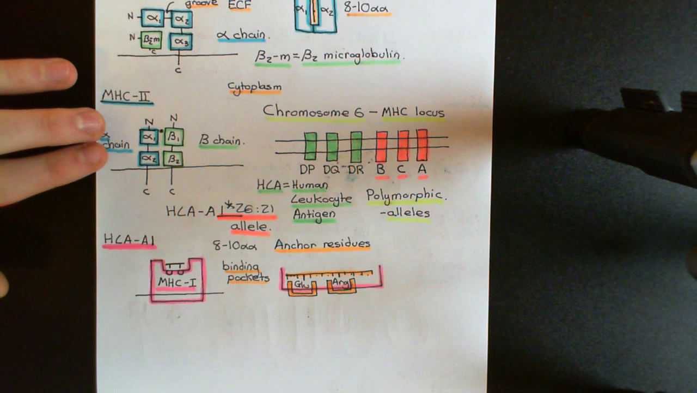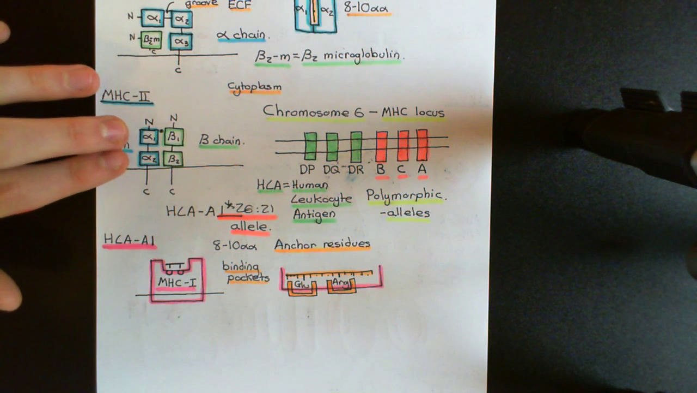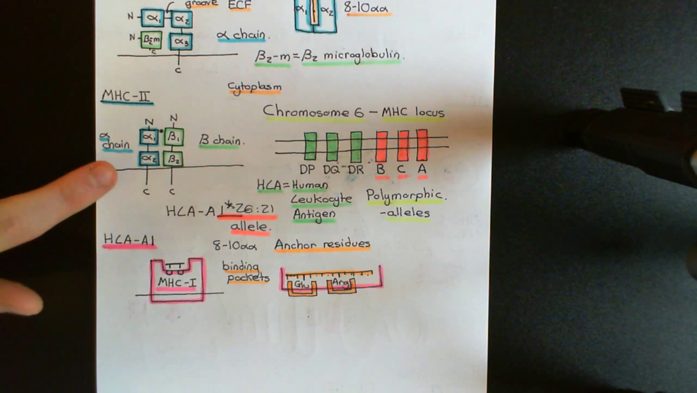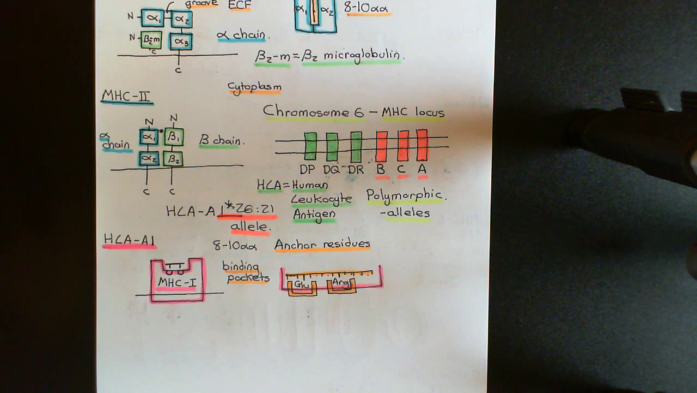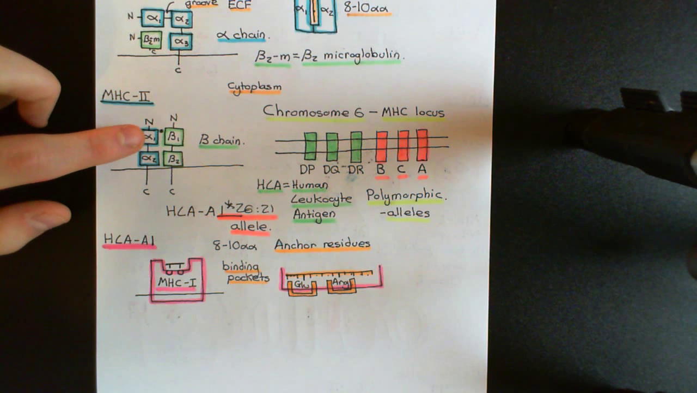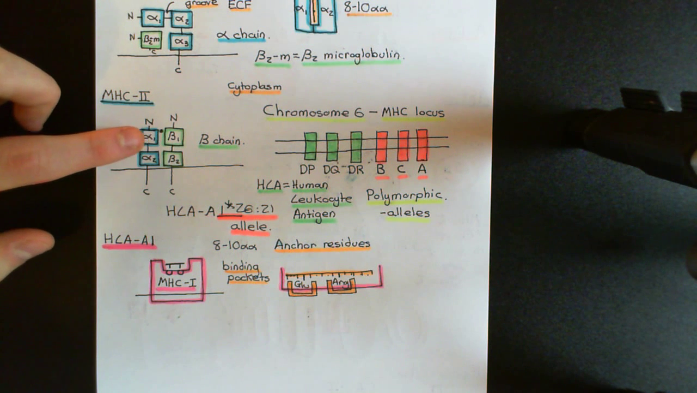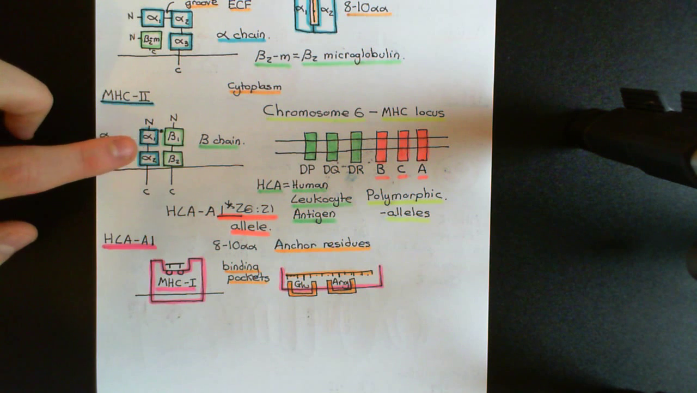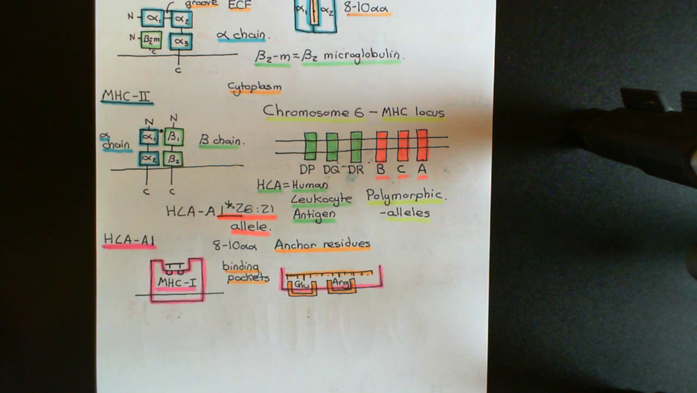MHC class 2 protein complexes look like this. They consist of an alpha chain and a beta chain. It's more even here. Both of these are extremely polymorphic and will have different forms in different MHC class 2 molecules in the same person, and also certainly different forms between different people. And the peptide binding groove for the peptide fragment is between the alpha 1 and beta 1 domains of the alpha chain and beta chain, as shown here.